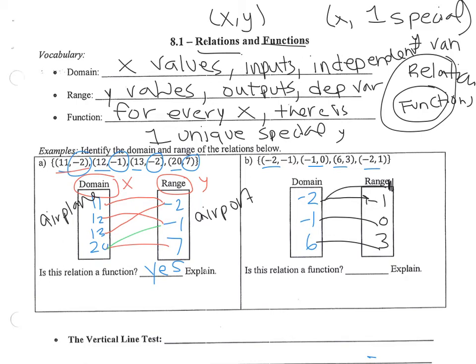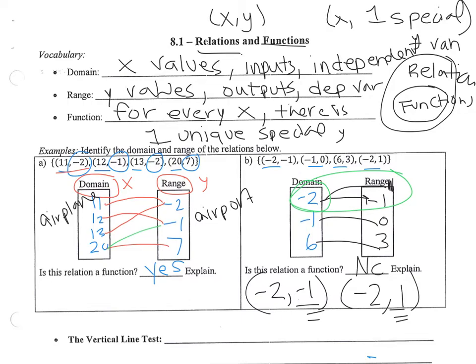So this one is not a function because there's no way that this airplane could go to 2 different airports at the same time. So -2 can't go with -1, and -2 can't go with 1. This means that this y is not special. So no, this is not a function.